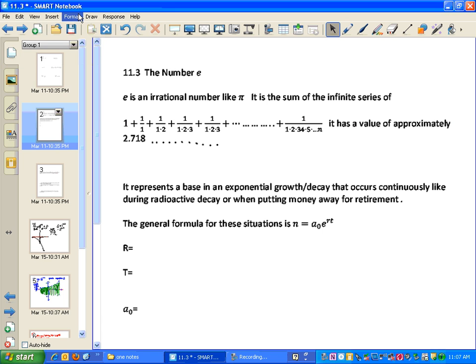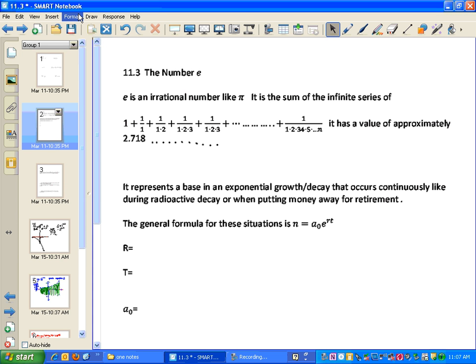That is why the letter is E, so that we know who did it. He found it, so he gets to name it, and of course he named it after himself. It's a series: 1 plus 1 over 1 plus 1 over 1 times 2 plus 1 over 1 times 3. This is called an arithmetic series, and we're going to get to arithmetic sequences and series later on this year.